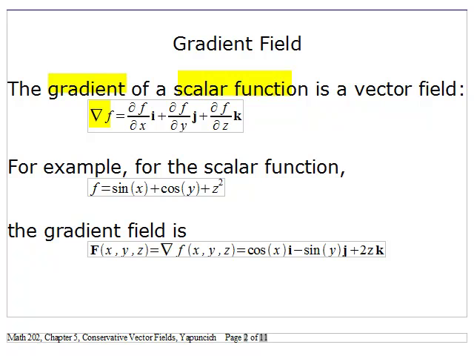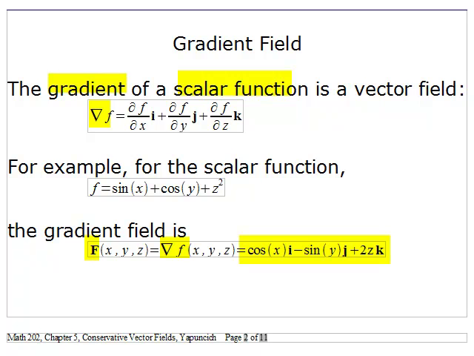The partial of f with respect to x in the i direction, partial of f with respect to y in the j direction, partial of f with respect to z in the k direction. So let's say I have some function, for example, sine x plus cosine y plus z squared, and I take its gradient. When I take its gradient, I get this vector function. I can call it F because it is a vector field.